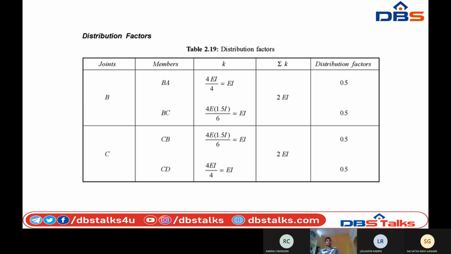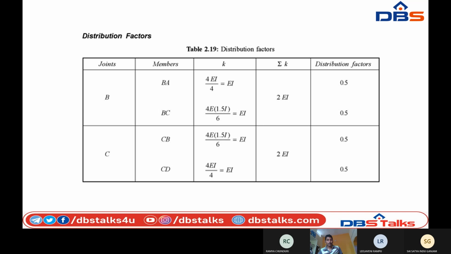Distribution table. Distribution factors: the joints are B and C. B has members BA and BC. BA is 4EI by 4, equal to EI. BC is 4E into 1.5 I by 6, equal to EI. The sigma K equals 2EI.